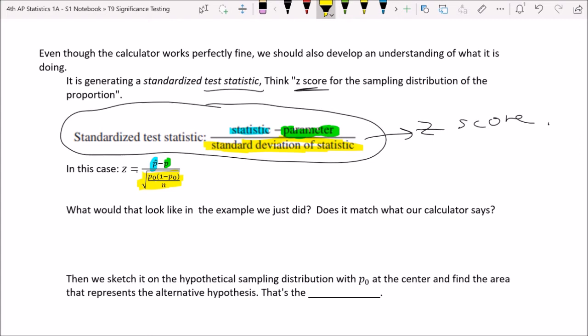Okay, so what would that look like if we filled that in our calculator? By the way, back before we had these awesome calculators, we had to do this by hand, back in my day. All right, let's just do it. Our p hat, remember, the calculator did that for us a minute ago, so we're going to rely on that: 0.6 minus the proportion we're testing, 0.55, divided by this whole thing. So 0.55 times 0.45, those are the null values, divided by the sample size, which was 600. Let's type that in our calculator.